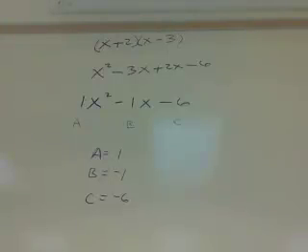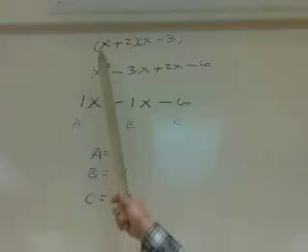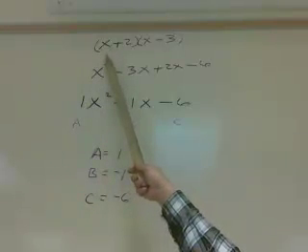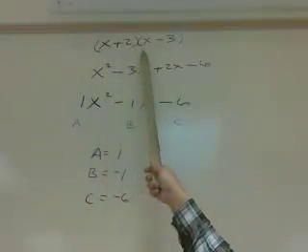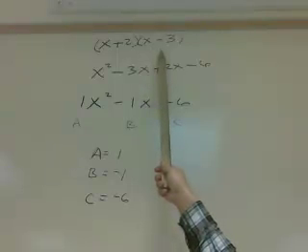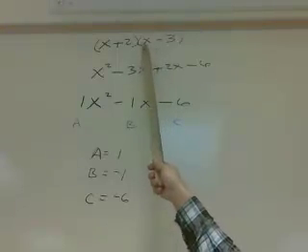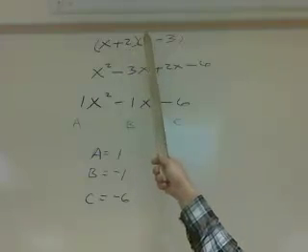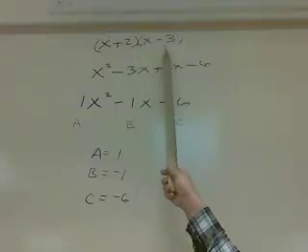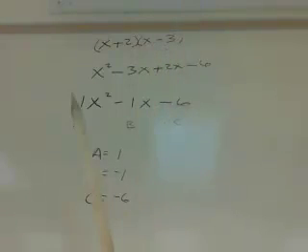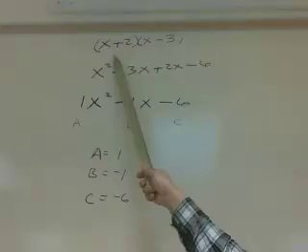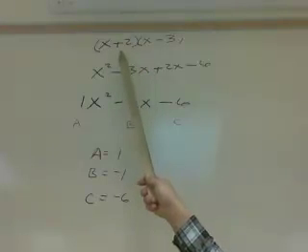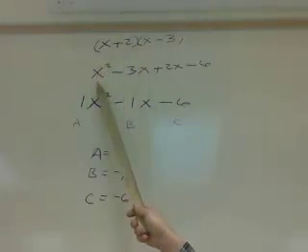Some think of it in terms of the FOIL, or first, outer, inner, and last. I tend to remember it by simply taking the first variable, multiplying it by the other two factors in the second parenthesis, and then taking the second plus 2 and multiplying it by each in the second parenthesis. You'll notice that if we do that, we have x multiply x, which is x squared.